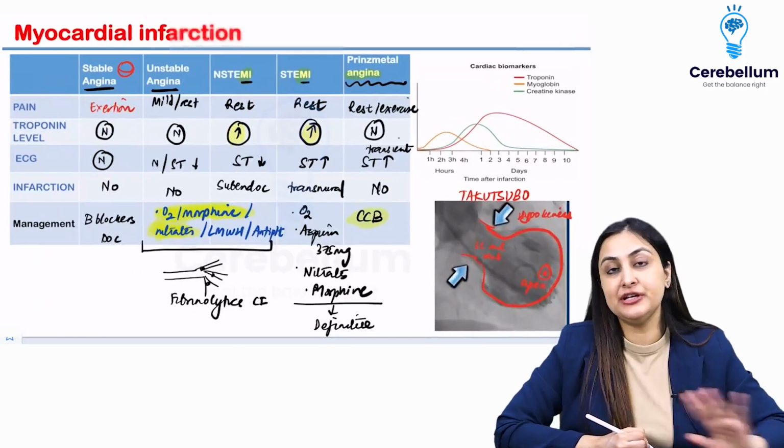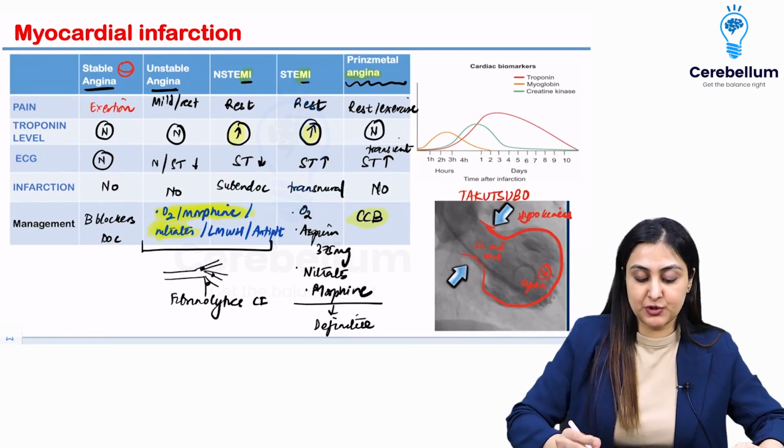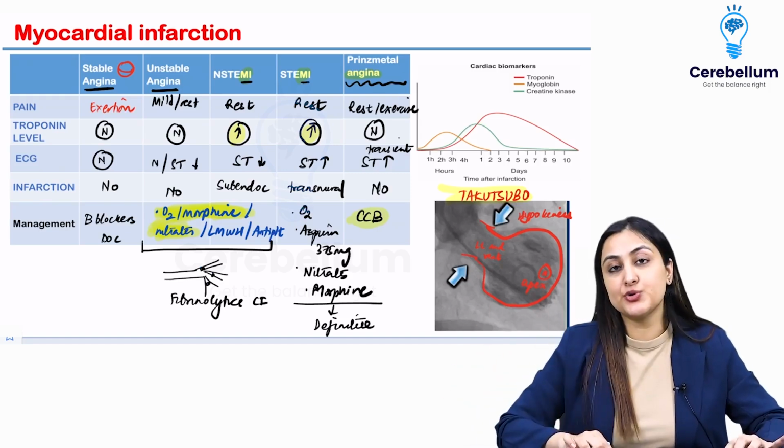If you do the angiography, you're not going to find any clot or any plaque. Okay, so this is Takotsubo, occurs because of a lot of stress. Okay, so this is about the differentials. Now we go to STEMI per se.